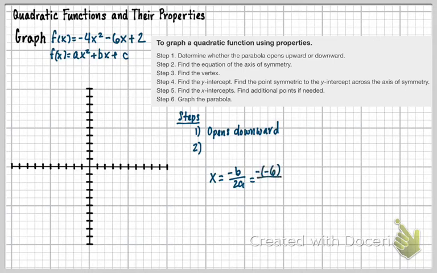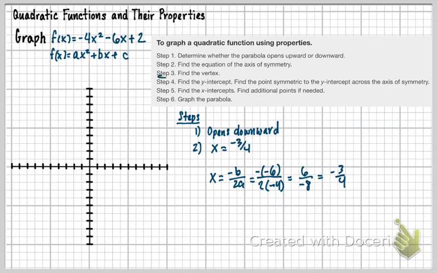I'm just writing everything out here so you can see it all play out. So this is 2 times an a of -4. So what we get here is +6 over -8, which simplifies to -3/4. So x equaling -3/4 is the equation of the axis of symmetry. And again, we know that's the x value of our vertex, and that's going to give us that vertical line that goes right through that vertex, and that's what we're looking for here.